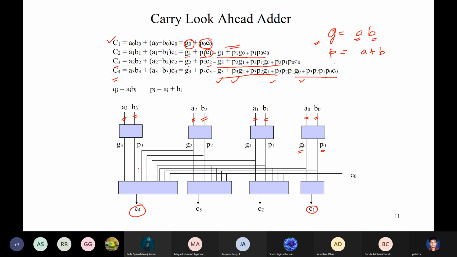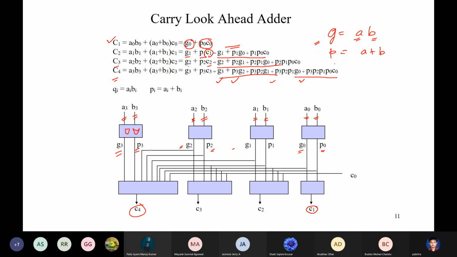Sir, is it like the delay of one AND gate and the delay of one OR gate? Exactly. Because each of these quantities G3, P3, G2, P2, G1, P1, and G0, P0 has nothing but a single AND gate and an OR gate inside. So it's just the delay of this AND gate and OR gate, nothing else. So the delay between A3 and G3 or B3 and G3 is just one gate delay, not n number of delays.